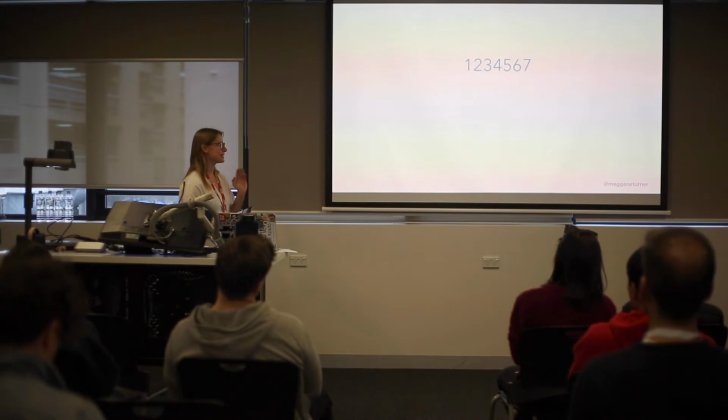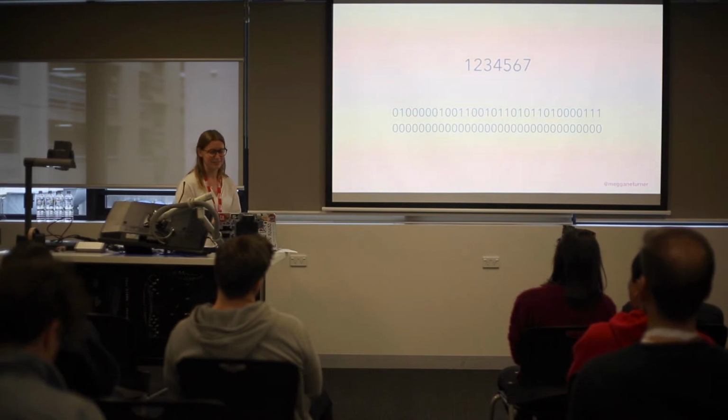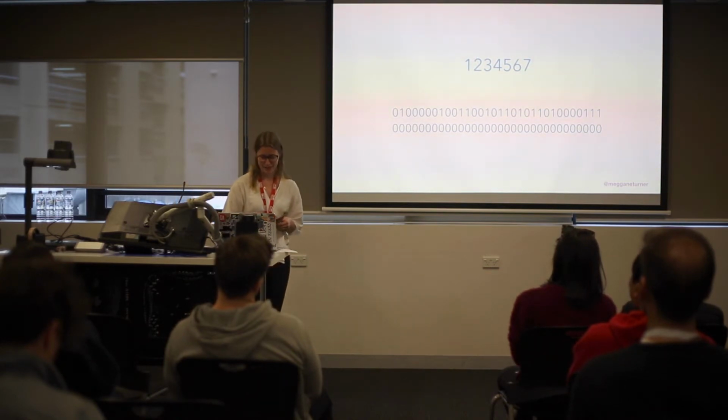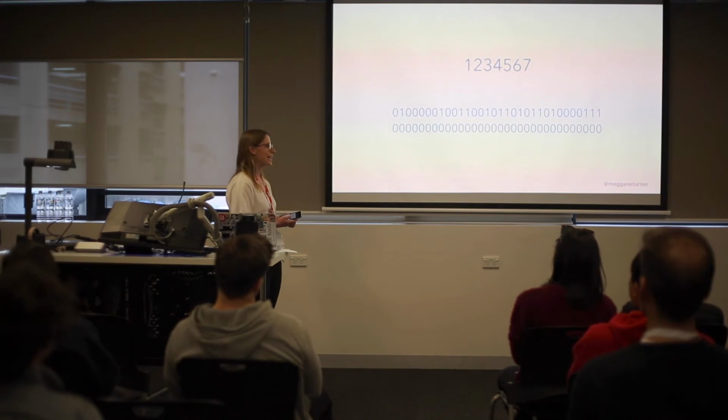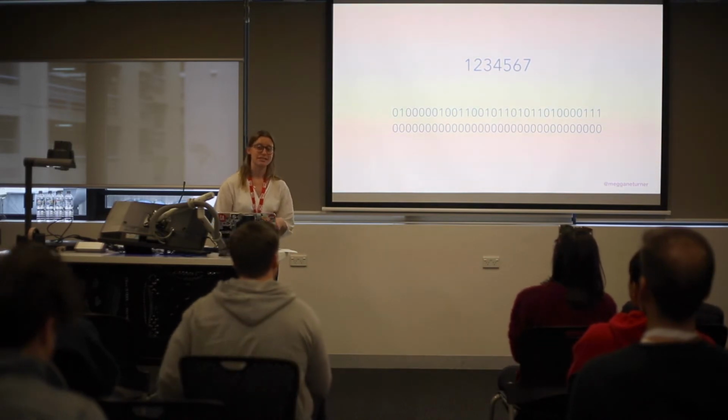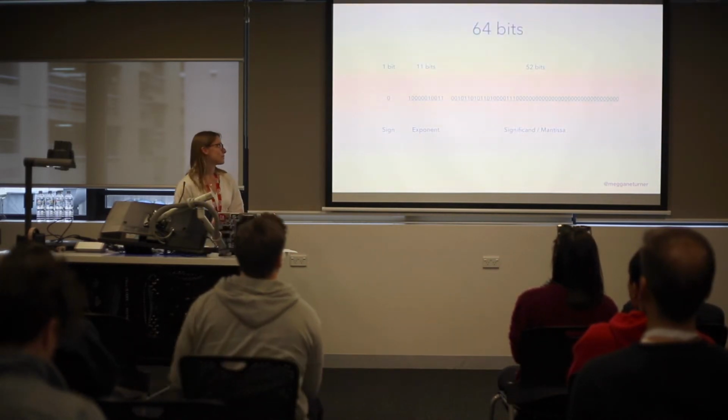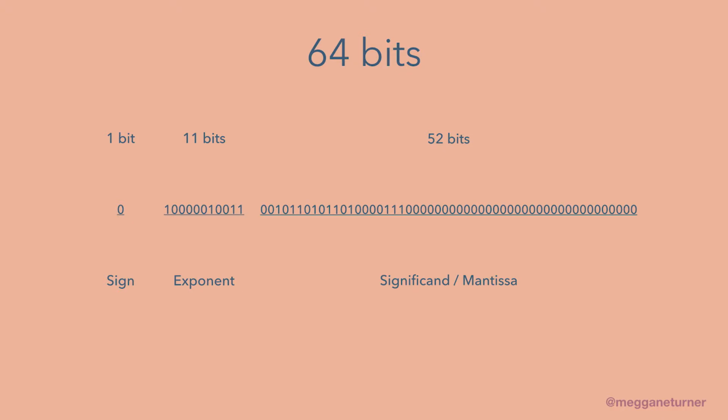If we were to represent this number as a binary floating point, it would look like this, which is a little bit ridiculous, and I'm not going to say that out loud because it's quite a mouthful. But what we're looking at here is 64 digits, or 64 bits. And let's break that down. So the first bit represents the sign. This is what a floating point number looks like.